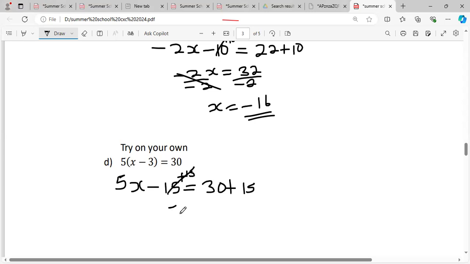So now, 30 plus 15 will be 45. And the final step is to divide by 5. So whatever the coefficient of x is, or whatever number is in front of x, we divide by that number. So x is equal to 9.